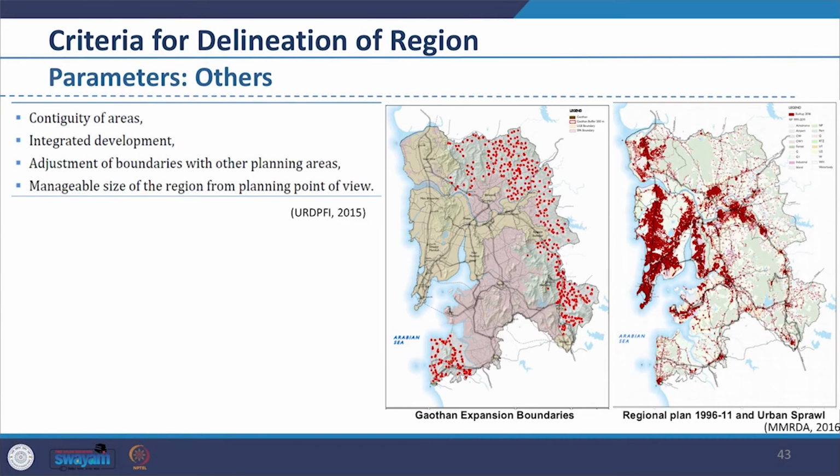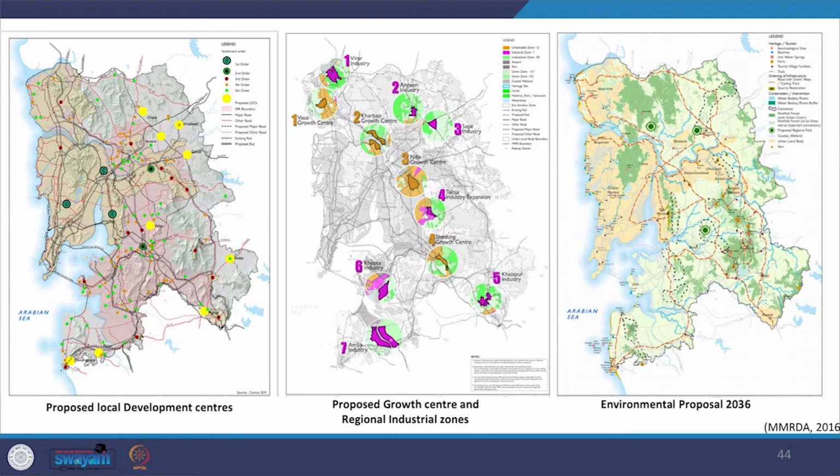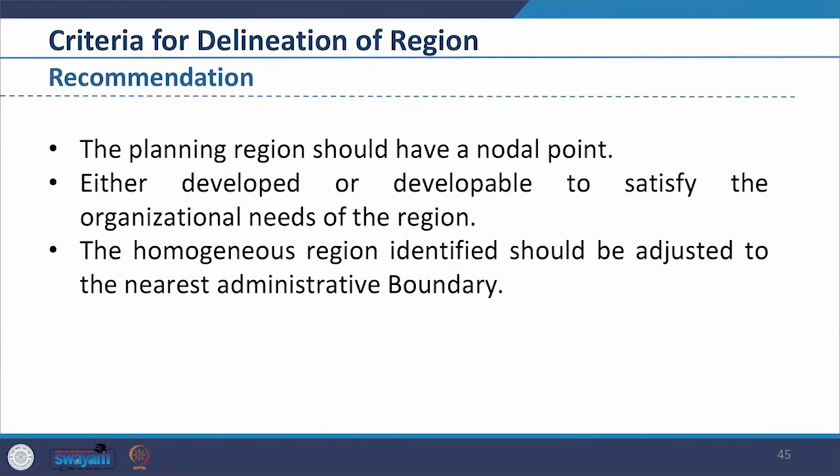The indicators might also have other parameters which may include contiguity of area, integrated development, how other things have been integrated here, adjustment of boundaries with other planning areas, manageable size of the region from planning point of view. For this delineation purpose, it is also recommended that the planning region should have a nodal point, as we have already seen what the nodal points are.